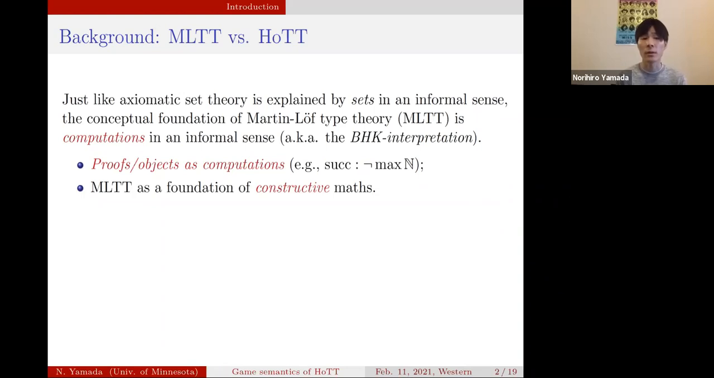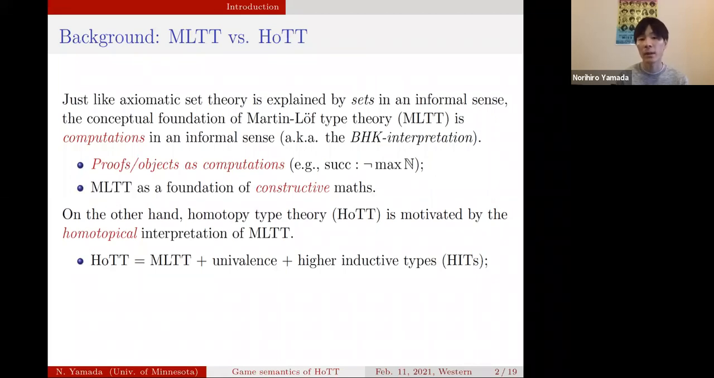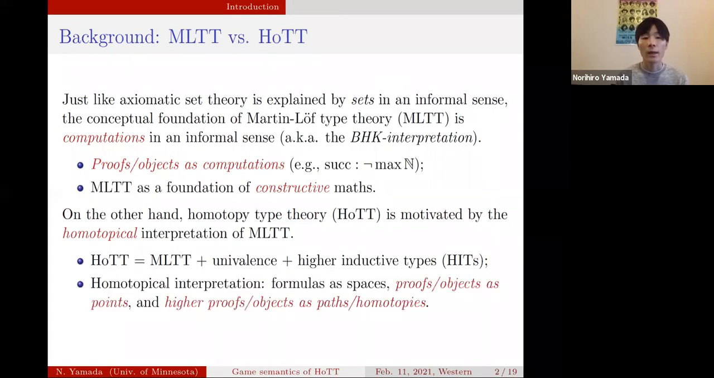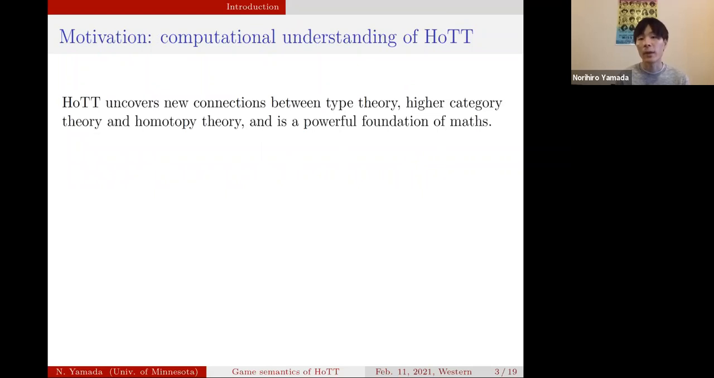or constructions. On the other hand, homotopy type theory, which is an extension of MLTT, is motivated by a very different homotopical interpretation. Here, let me be specific that by HoTT, I mean MLTT plus the univalence axiom and higher inductive types, mainly to distinguish it from the more recent cubical type theory. This homotopical interpretation interprets formulas as topological spaces, proofs and objects as points, and higher proofs and objects as paths and homotopies. In this way, HoTT uncovers new connections between type theory, higher category theory, and homotopy theory. And also it is a powerful foundation of mathematics.